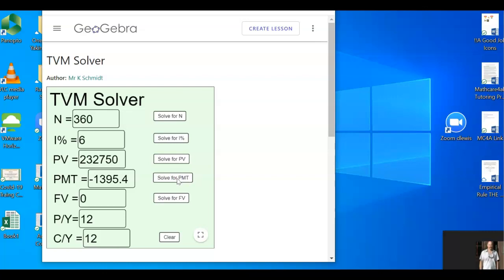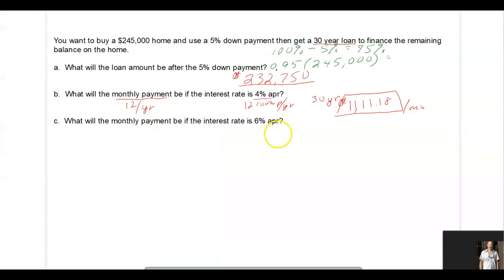And there it is: $1,395.45 is the new payment, per month. That's over $280 a month more. It's going to be a lot over 30 years. That's going to add up to a lot of money.